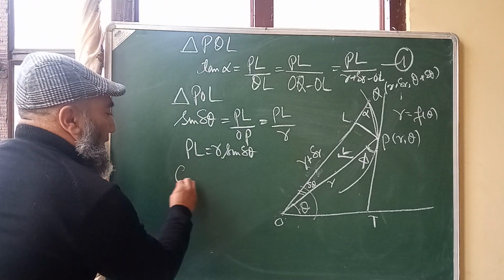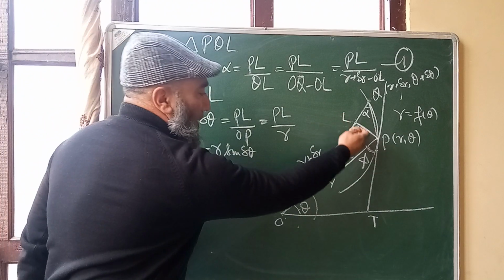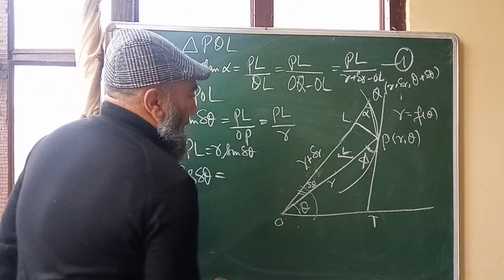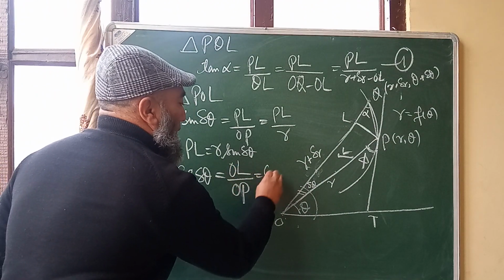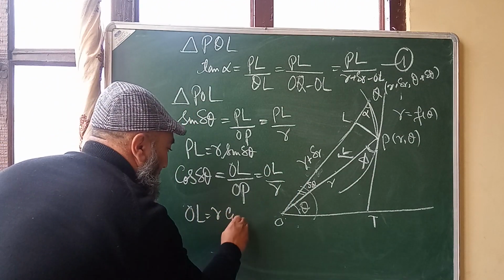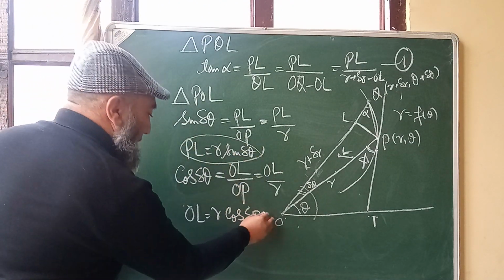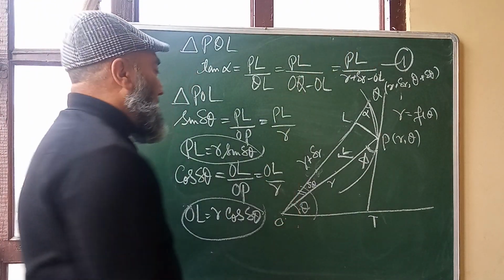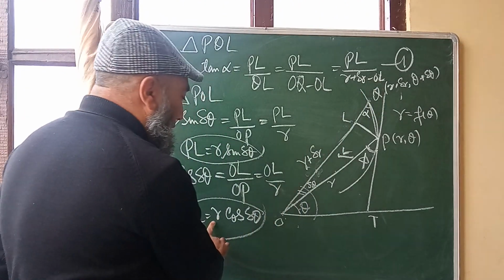What about cos del theta? It is base by hypotenuse. So this is the triangle, this is the base. What is base by hypotenuse? Base OL by OP. So OL by R means your OL is R cos del theta. So I have both of the things, PL as well as OL. My PL, which I need here, is R sine del theta, and OL is R cos del theta.